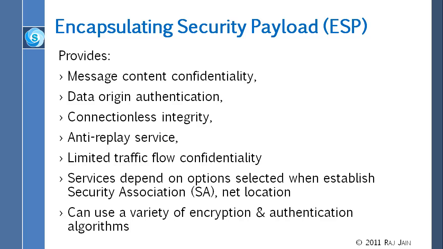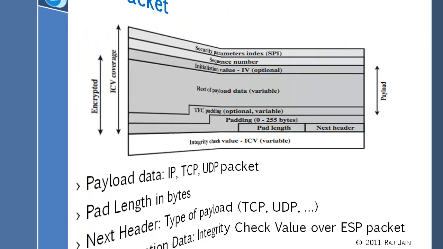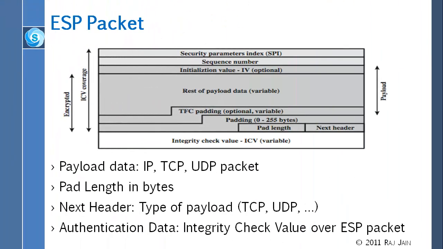Services depend upon the option selected when you establish security. And a net location can use a variety of encryption and authentication algorithms, and it specifies all those algorithms for those. So the packet itself starts with SPI, sequence number, initialization value, IV. Now this is different from ICV. ICV is here, IV is here. When you do block mode encryptions, you remember, you were doing chaining, then you want to start from the beginning, that is the IV.